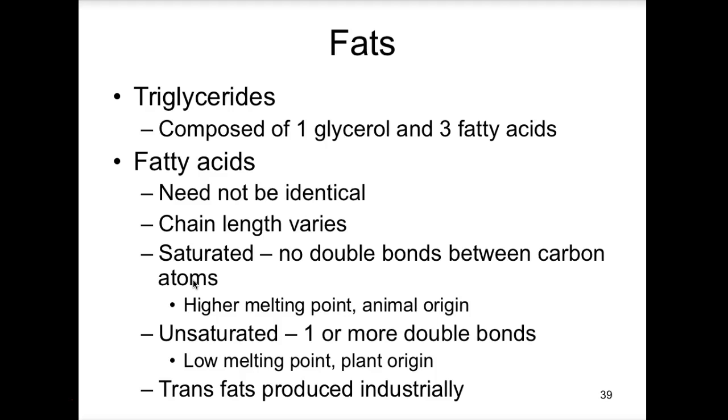Saturated fat, like animal fat, is solid at room temperature. Therefore, those fats have a higher melting point. They are of animal origin and are often solid. Unsaturated fats have one or more carbon-carbon double bonds. They have a low melting point, typically liquids at room temperature, such as those of plant origin.